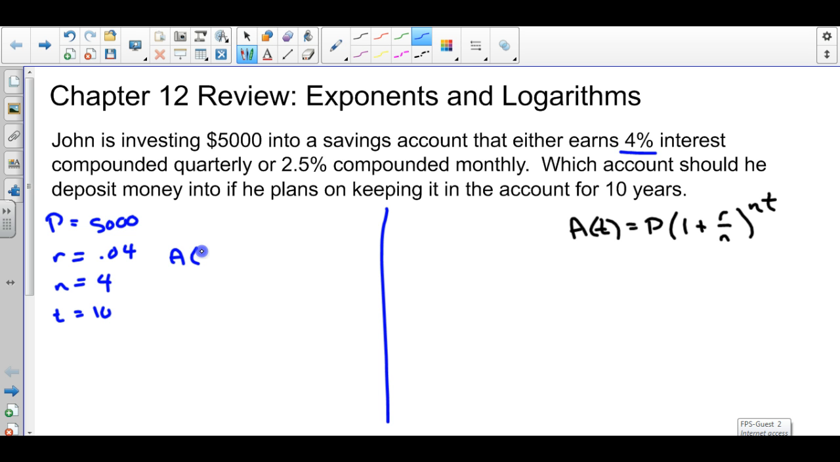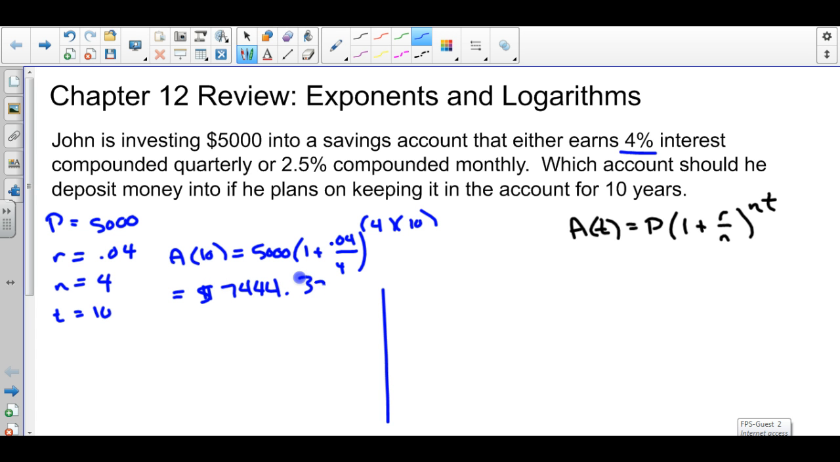So what I'm going to do is calculate A of 10, so the amount after 10 years. So 5,000 times 1 plus 0.04 over 4, because it's r over n, and then that's going to be to the power of nt. So we're going to use 4 times 10 up here in the exponent, and then you can throw all that in the calculator too. So I'm going to do that, and if you do this correctly, it should come out to $7,444.32. So that's the first account with the 4% interest.